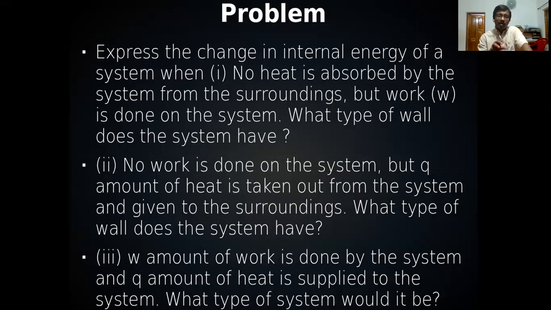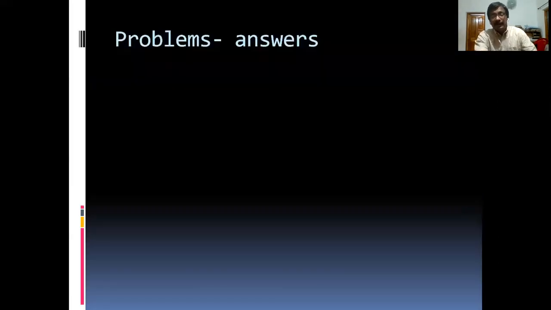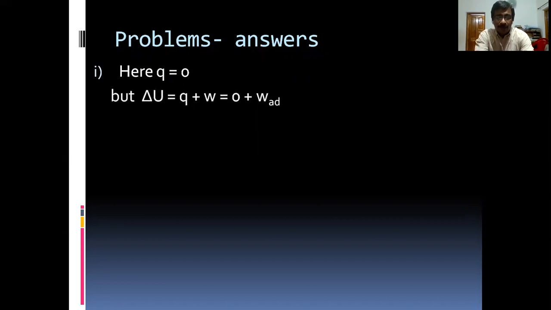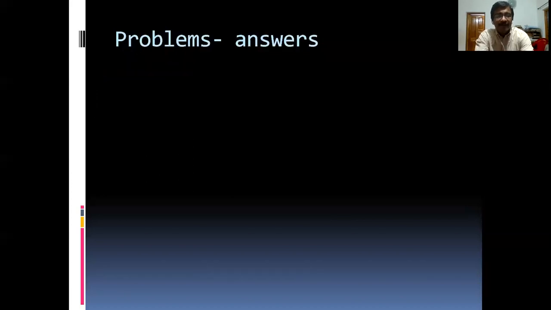What type of wall does the system have? We can easily say adiabatic wall. So what is the first law of thermodynamics? Delta U is equal to Q plus W, and here Q is 0. Work is done on the system, W is positive. So delta U is equal to W. Delta U is Q plus W, that means 0 plus W. Since it is adiabatic, W adiabatic, the wall is adiabatic.